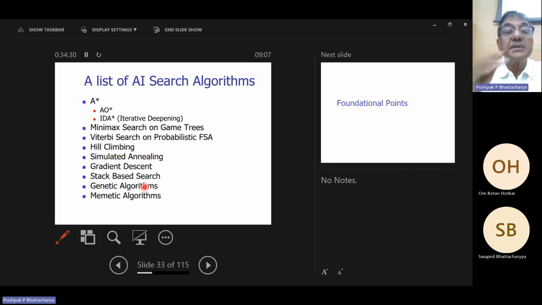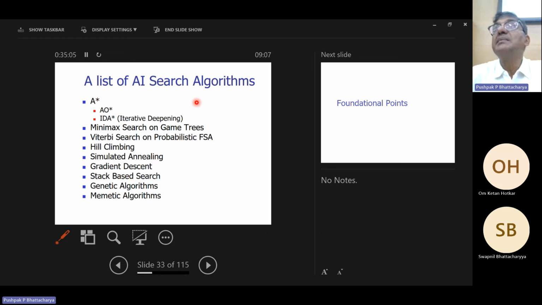So let me move to this point: in the list of AI search algorithms, A star is most famous. Then AO star and IDA star, which is iterative deepening, are special cases of A star. Then minimax search on game trees is again a search algorithm. Viterbi search on probabilistic finite state automata is a famous search algorithm. Hill climbing, simulated annealing, gradient descent, stack-based search, genetic algorithms, memetic algorithms. All these are AI search algorithms.